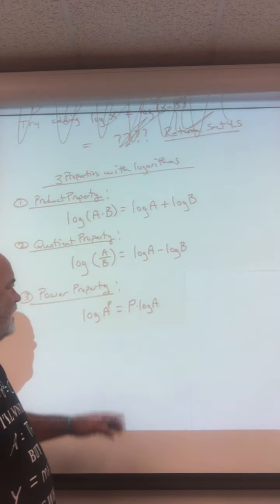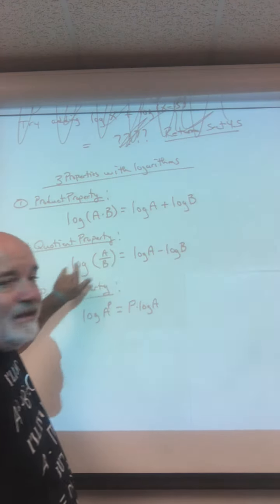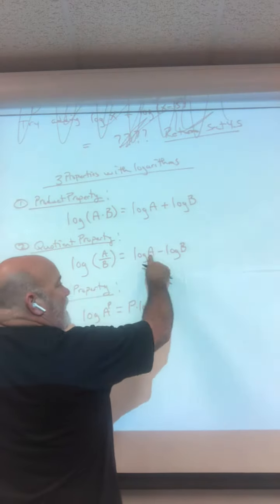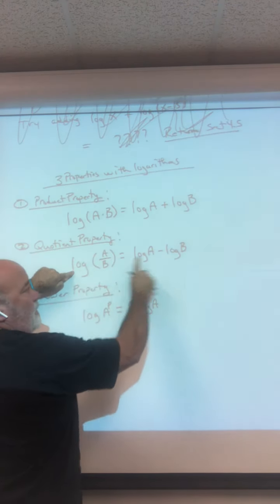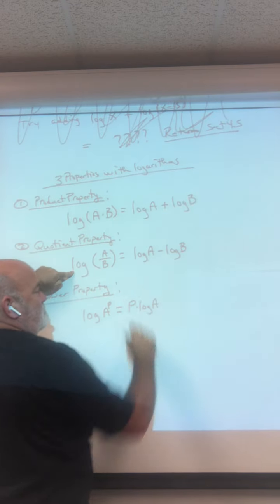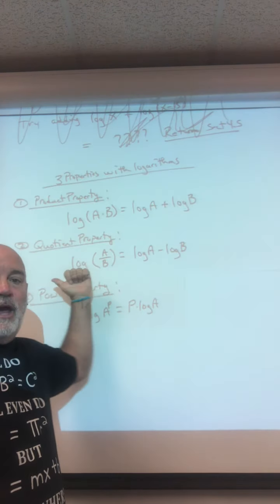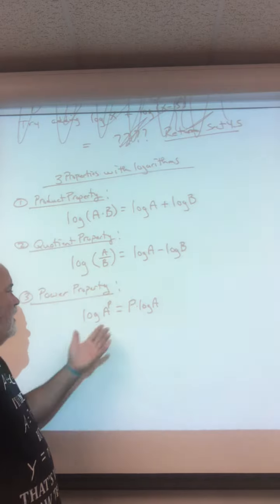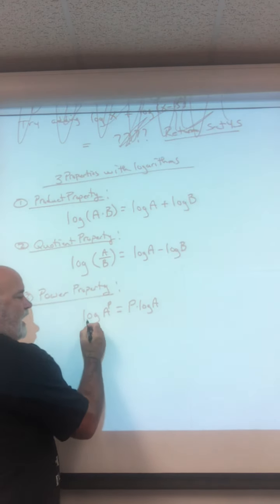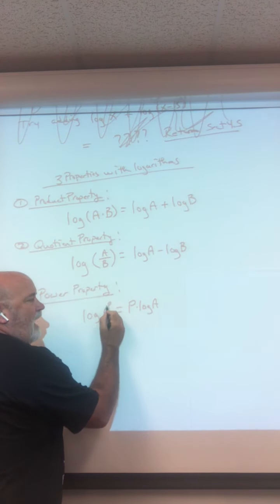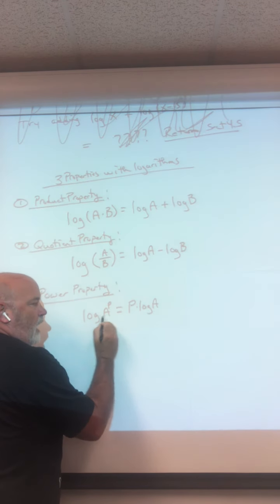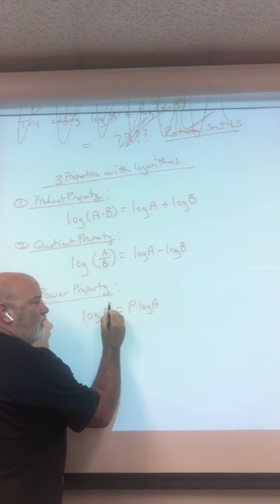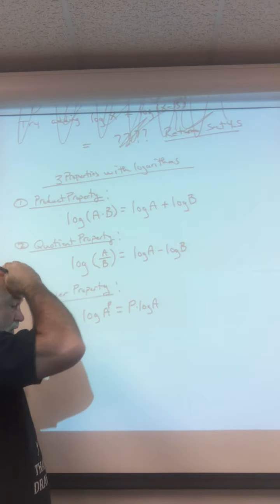Now the next property I'll talk about, and by the way, when you put this back together, the log of A minus the log of B, when you put it back together as one log, you divide these. So these properties can go two ways. Then the last one, if you take the log of something to a power, you can bring that power down front. The log of anything raised to a power, you can bring the power down front.